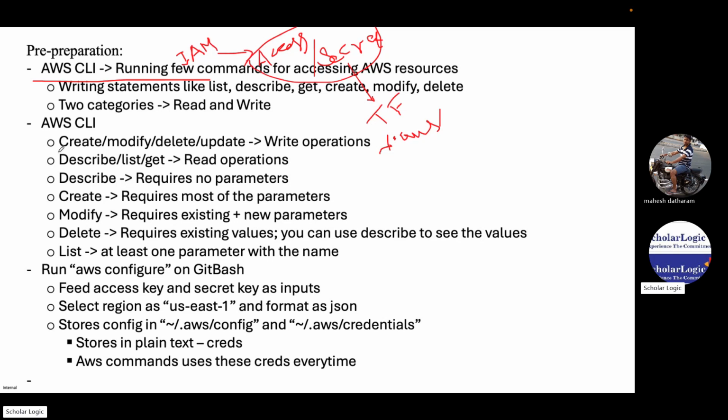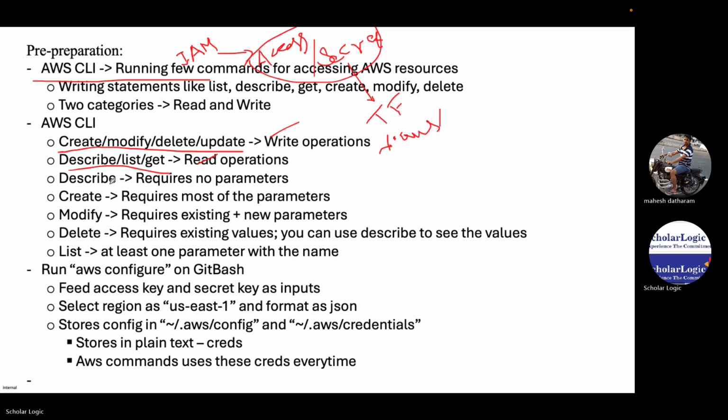Some of the basic operations in the AWS CLI, I have already given at a high level. One is read operation, another one is write operation. The write operations include create, modify, delete, update, things like that. Whereas read operations include describe, list, and get. I'm not trying to deviate from Terraform, but you should also understand the different operations that you can do using AWS CLI. There are only two classifications: one is write, another one is read.